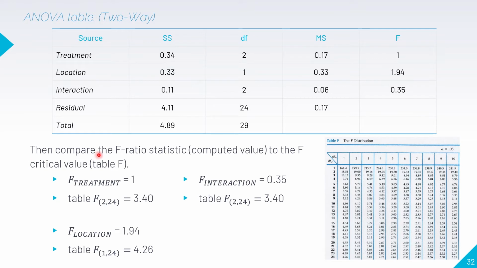Then compare the F ratio, or the computed value, to the F critical value from the table of F. Same as earlier, we need to compare them. As I mentioned earlier, F at 2 and 24 is 3.40. So this is our table F at 2 and 24. Same here, in our table, F at 1 and 24, we have 4.26. So our treatment, location, and interaction.